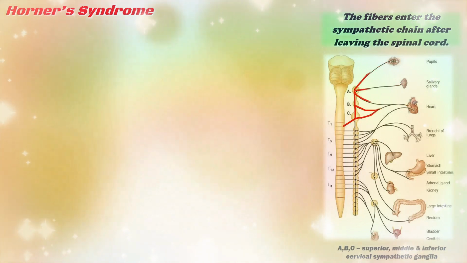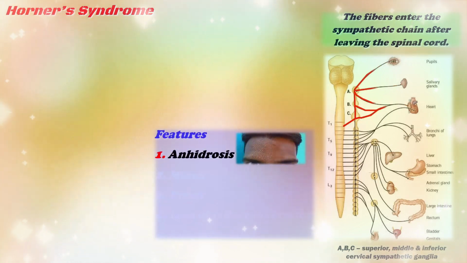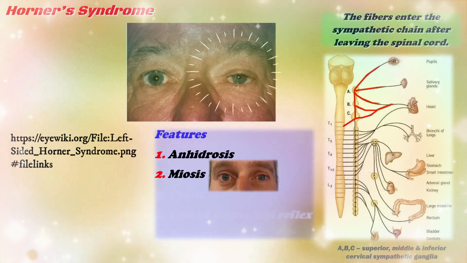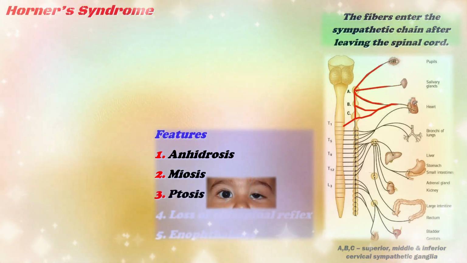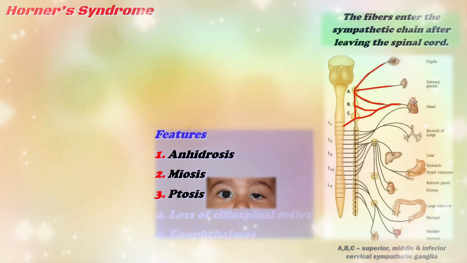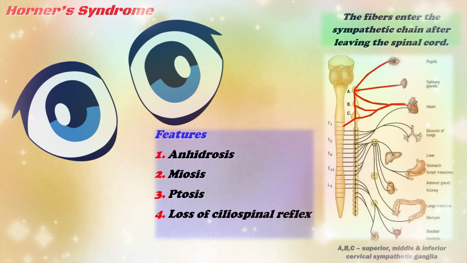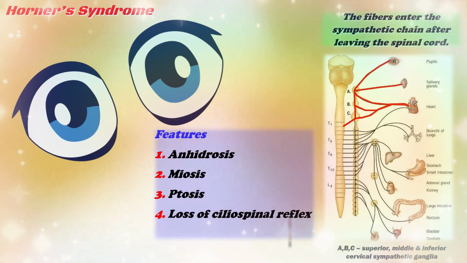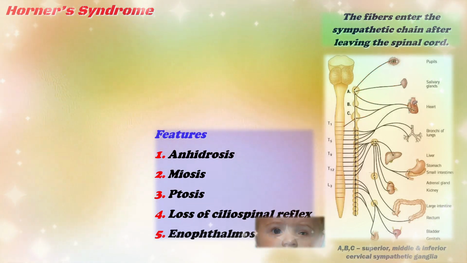Characteristic features of Horner's syndrome are: 1. Anhidrosis, inability to sweat on the affected side. 2. Miosis, excessive constriction of the pupil. 3. Ptosis, drooping of the upper eyelid. 4. Loss of ciliospinal reflex, the pupil of the eye fails to dilate. Finally, 5 is anophthalmos, that is, sunken eye, seen on the affected side.